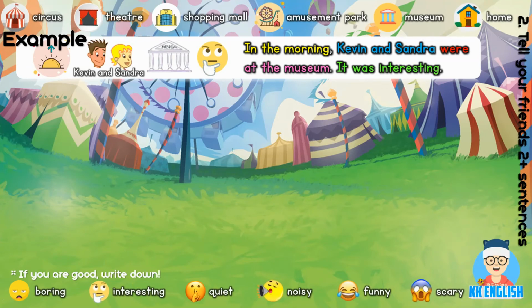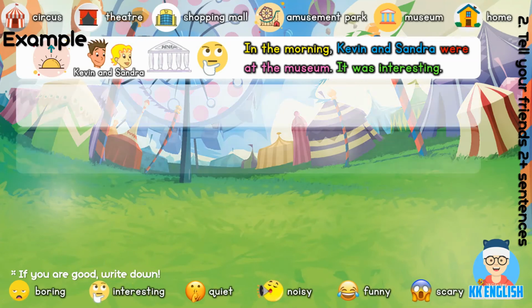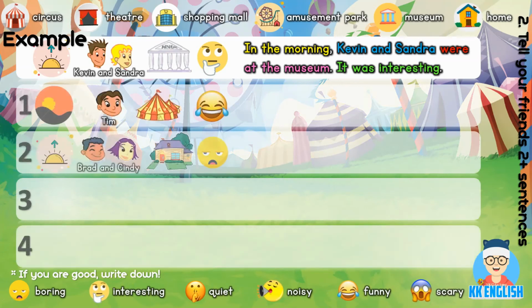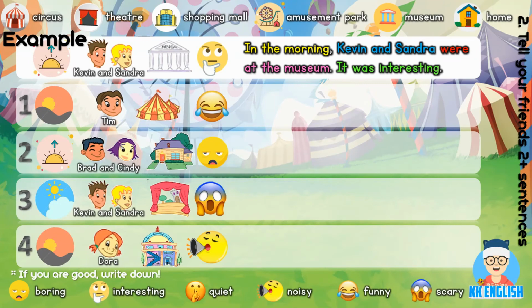If you are not ready to tell your friends yet, let's look at these questions, and then you can try it yourself and do some practice. If you are ready, you can pause this video and try it yourself, making sentences and telling your friends. You can also write these sentences in your exercise book. Let's check the answers for number 1, 2, 3, and 4.